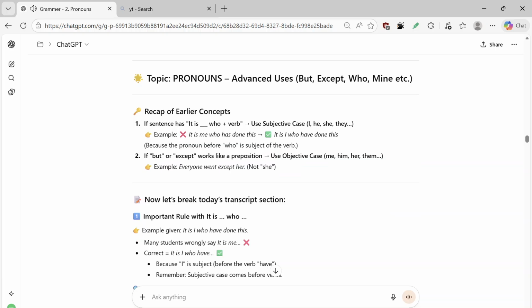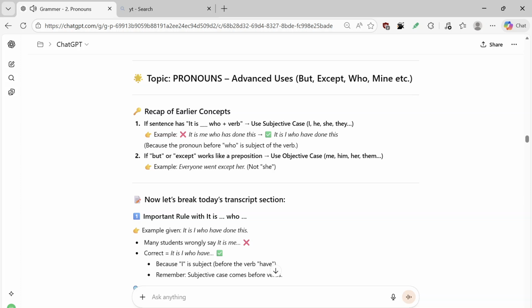Topic: pronouns, advanced uses, "but," "except," "who," "mine," etc. Recap of earlier concepts. One: if a sentence has "it is who" plus a verb, use the subjective case: I, he, she, they. Example: "It is me who has done this" becomes "It is I who have done this," because the pronoun before "who" is the subject of the verb. Two: if "but" or "except" works like a preposition, use the objective case: me, him, her, them. Example: "Everyone went except her," not "she."